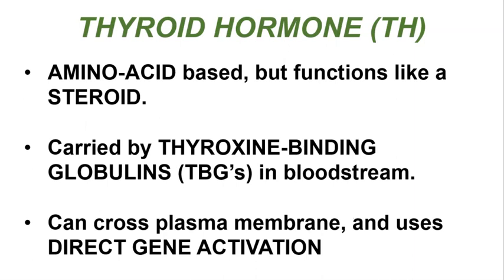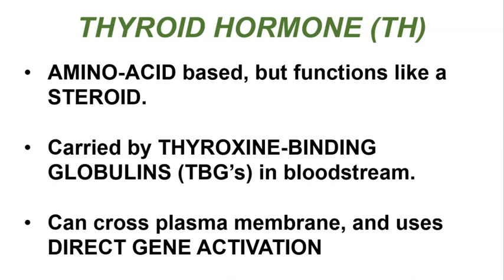Thyroid hormone is amino acid based, since the foundation for building the hormone is a protein called thyroglobulin. However, we see that the hormone behaves more like a steroid hormone. First, it is carried in the bloodstream in the same way that steroid-based hormones are carried. Steroid hormones are typically transported by proteins in the bloodstream. So in the case of thyroid hormone, it's transported by thyroxine-binding globulins, which are abbreviated TBGs, that are special proteins found in the blood, which help to transport the hormone.